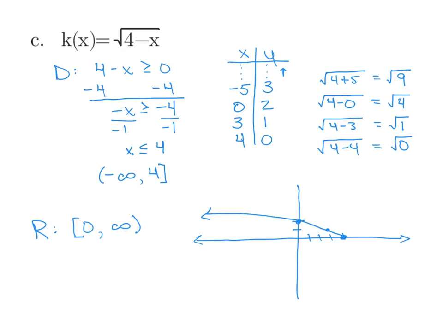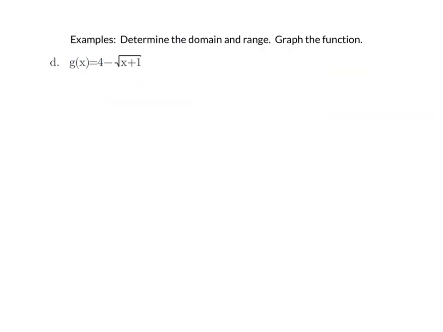Okay, let's look at a couple more. Okay, so let's look at g of x equals 4 minus the square root of x plus 1. So again, I'm going to start by finding my domain. I want to set my inside greater than or equal to 0. If we solve, we can subtract 1 from both sides, and I get x is greater than or equal to negative 1.